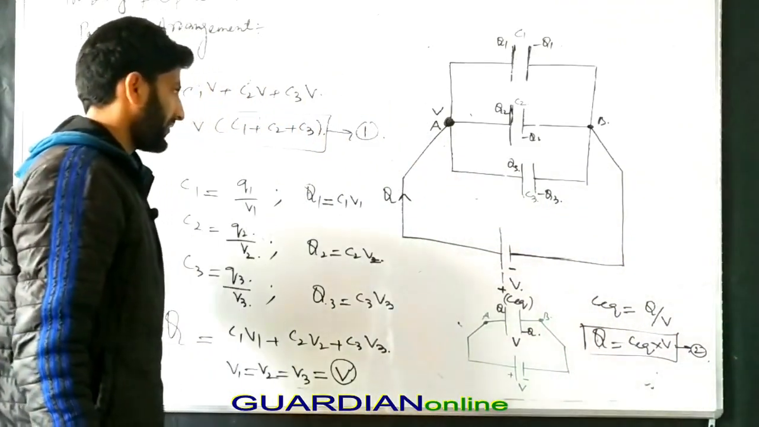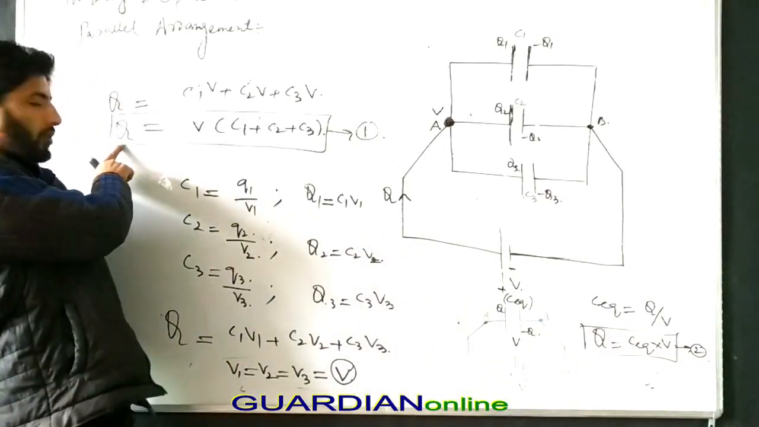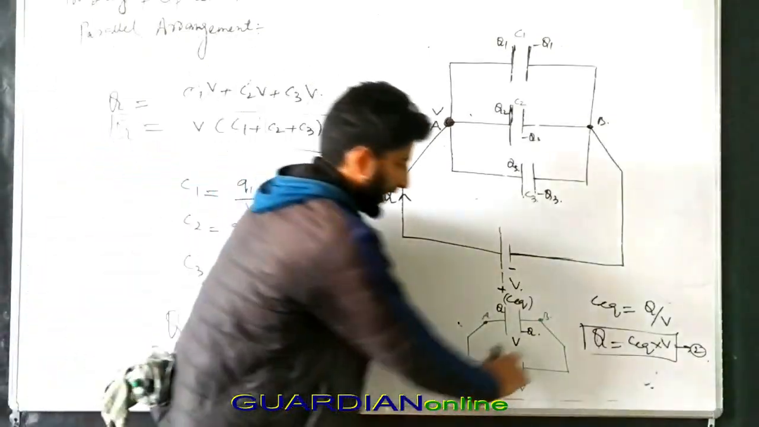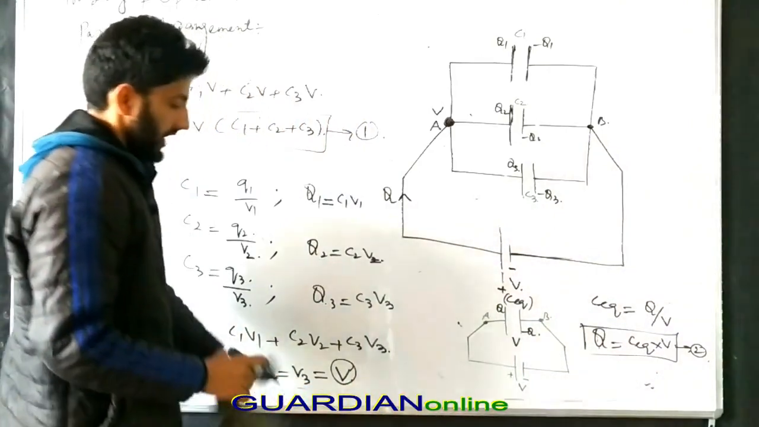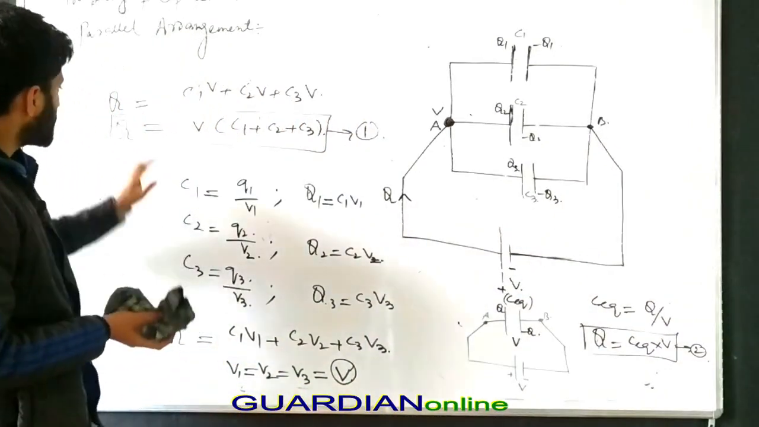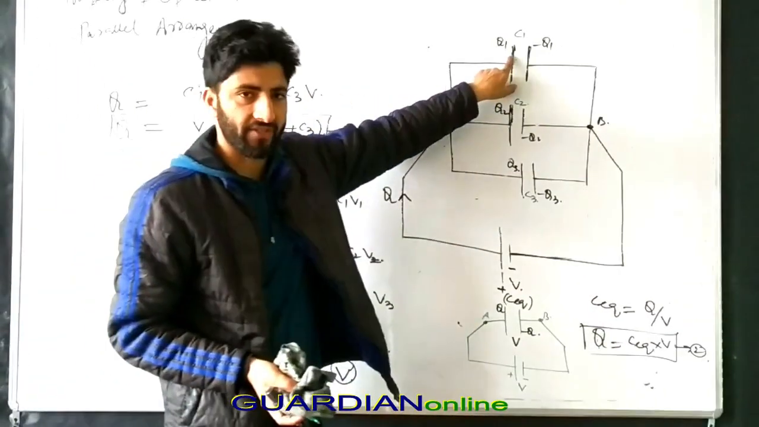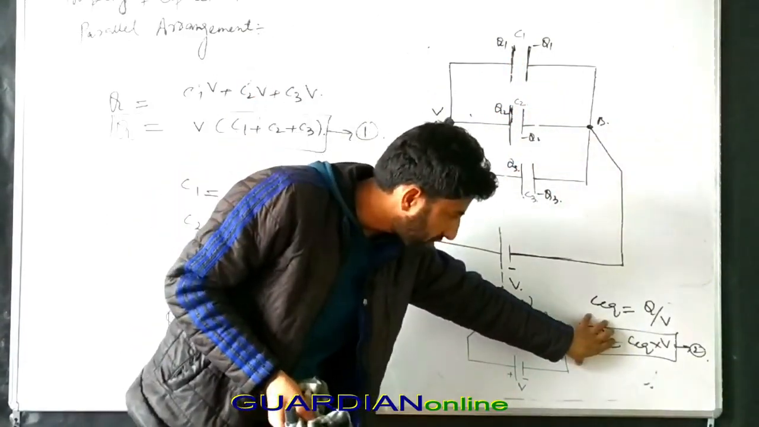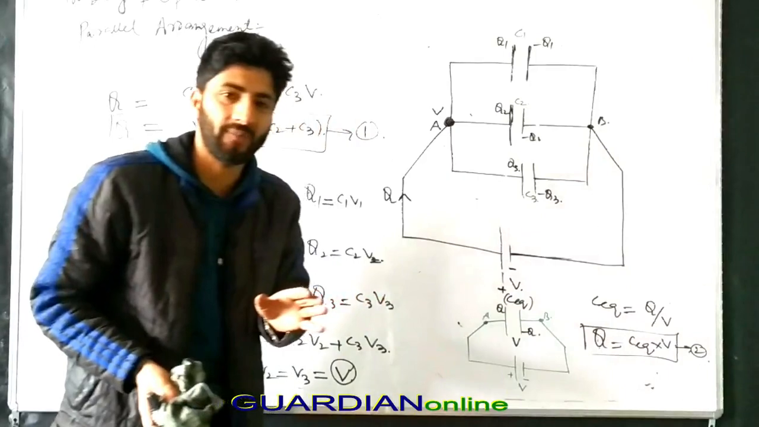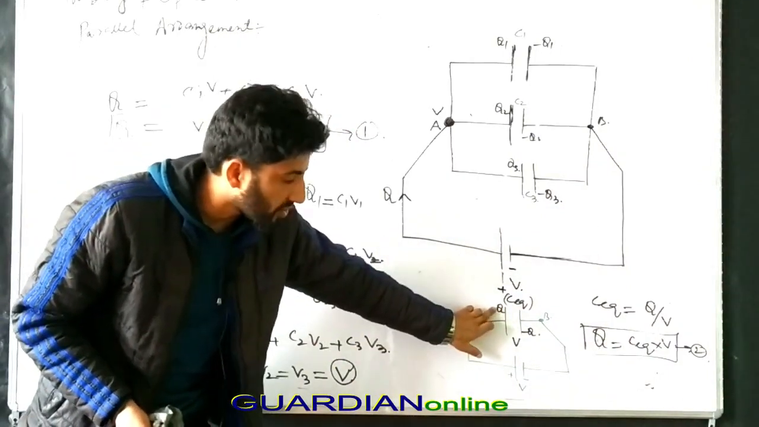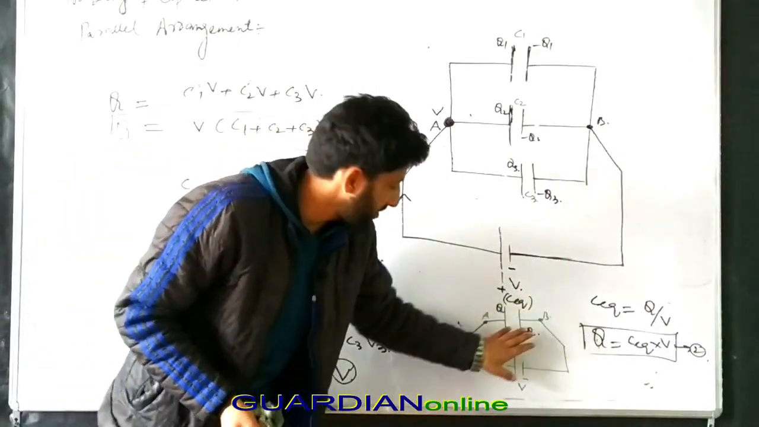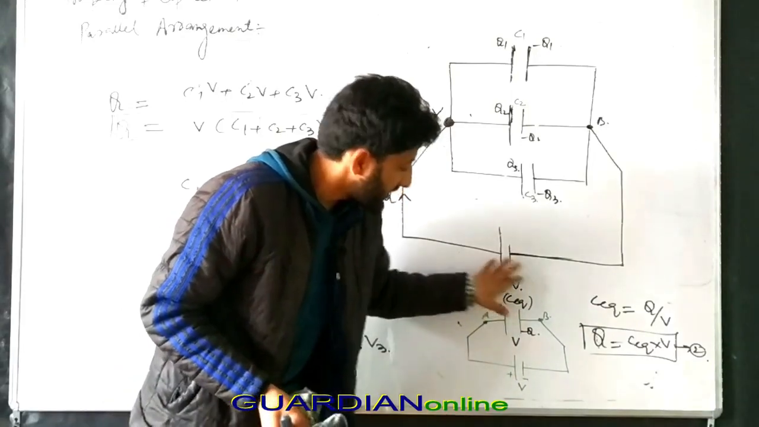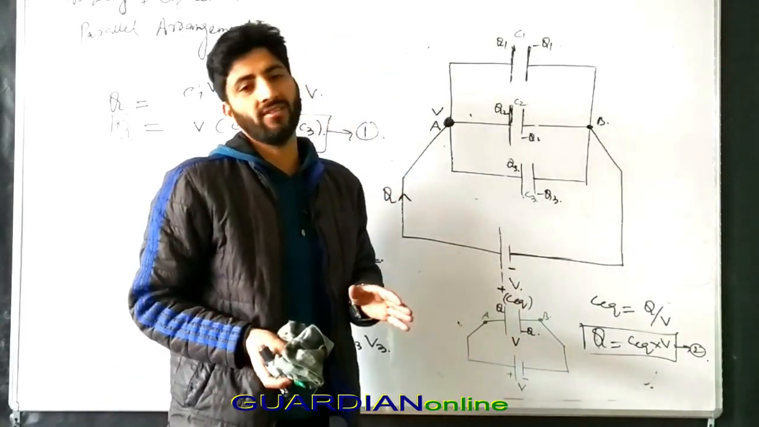Comparing equations 1 and 2, this is total charge Q and this is total charge Q. But the difference here is that this total charge Q appears across the three capacitors C1, C2 and C3. And this total charge Q appears across the single capacitor, C equivalent.